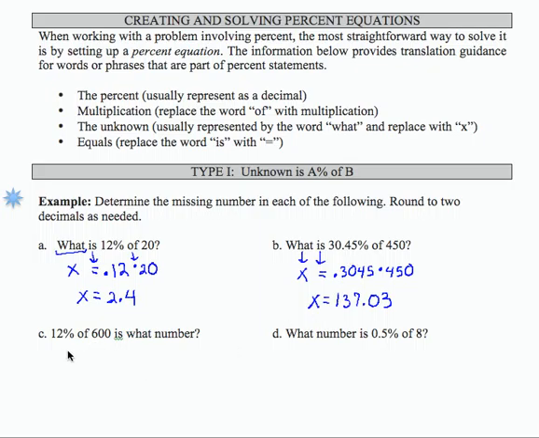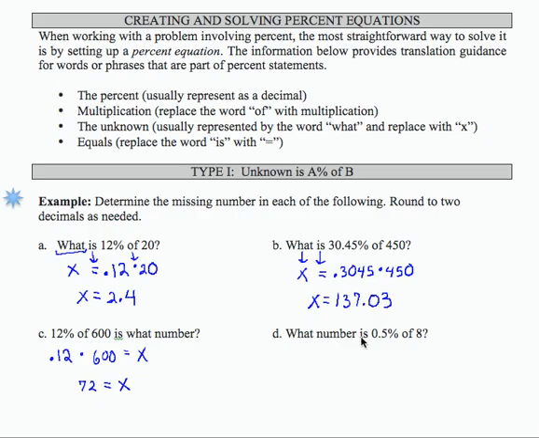Part C, 12%, so let's write that as a decimal, 0.12. We're dividing 12 by 100. Of is times, 600 is just 600. Is equals, and then what number? That's x. So 12% of 600 is going to be a little bigger than 10% of 600, which would be 60. So 0.12 times 600 is 72 equals x, and this number makes sense.